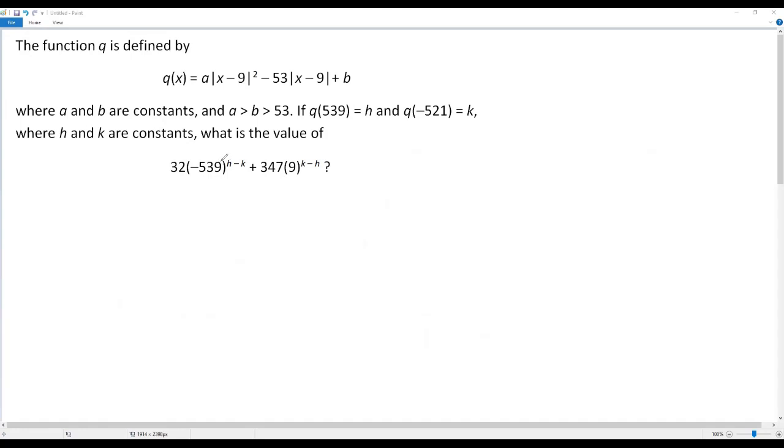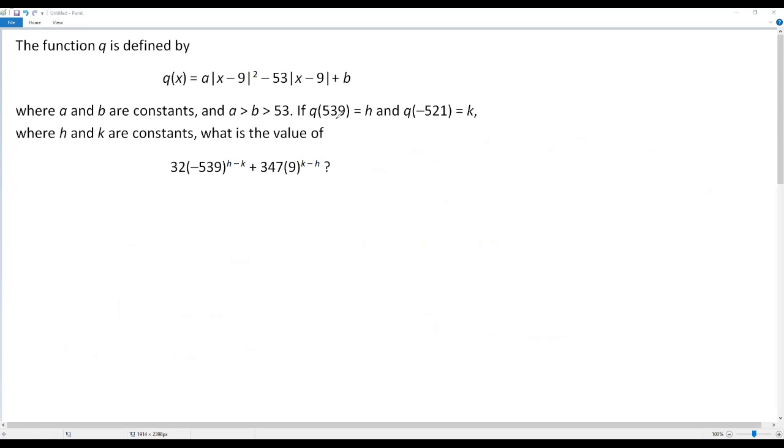Here we have a SAT math problem. Okay, let's go to the question. The function q is defined by q of x equals a times (absolute value of x minus 9) the whole square, minus 53 times absolute value of x minus 9, plus b, where a and b are constants and a is greater than b is greater than 53.